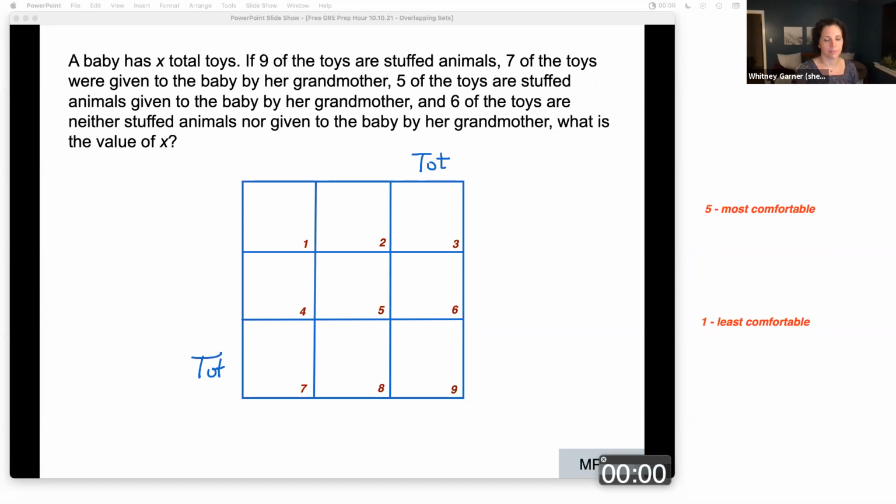All right. How does it feel? How does it feel? Better? 1 to the lowest, 5 to the most comfortable. How are we feeling after this one? I know we haven't looked at the answer yet.